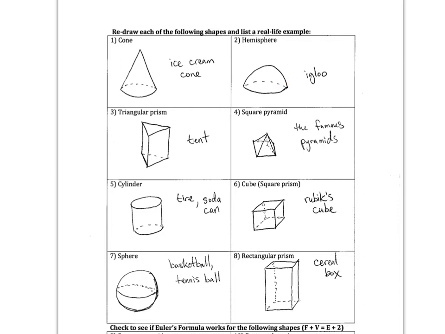An igloo would be the same shape as a hemisphere. A triangular prism has a triangle as the base right here, and an example is a tent. A square prism would be the famous pyramids. A cylinder would be a tire, a soda can, maybe a roll of paper towels. A cube would be a Rubik's Cube, or maybe a sugar cube would be another example.